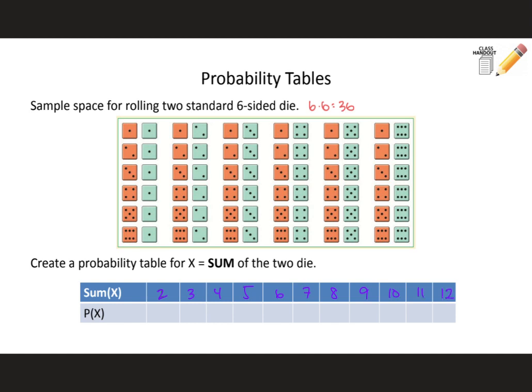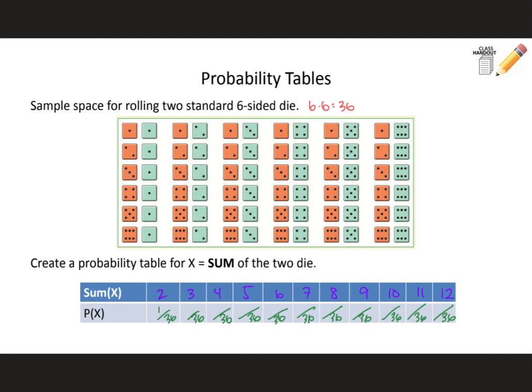Okay, and then for the probability, we know that they're all going to be out of 36 since there are 36 different outcomes when rolling 2 6-sided dice. Okay, so now to find the probability of each thing, we just need to find the number of ways that you can roll a 2. Well, there's only one way you can roll a 2, and that's rolling a 1 and a 1. So that would be 1 out of 36.